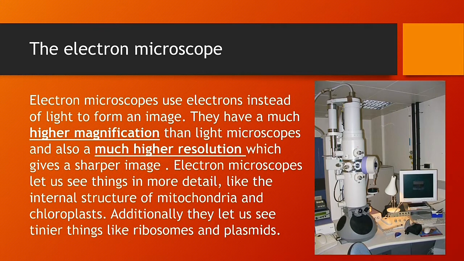Electron microscopes let us see things in more detail, like the internal structure of mitochondria and chloroplasts. Additionally, they let us see tinier things like ribosomes and plasmids.